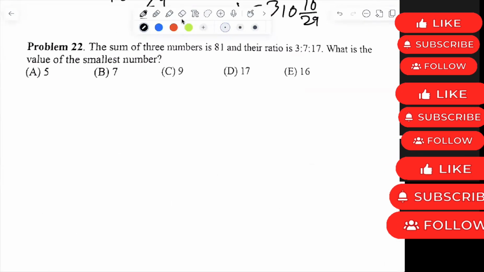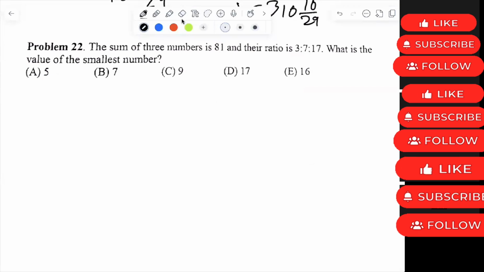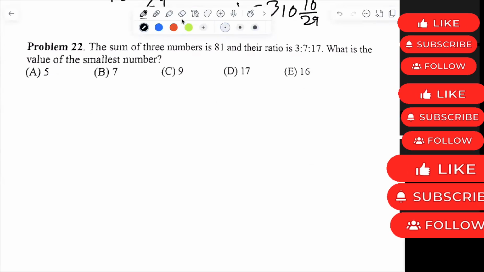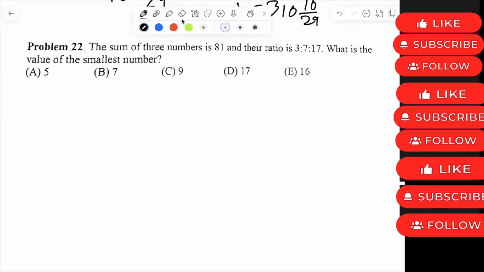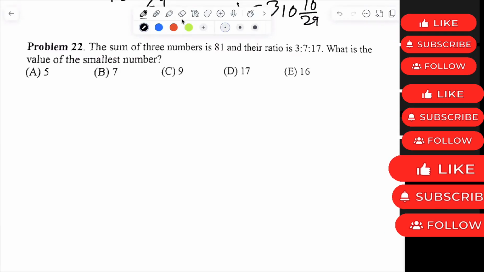The sum of three numbers is 81, and the ratio is 3 to 7 to 17. What is the value of the smallest number? Let's try this question and tell us through chat.